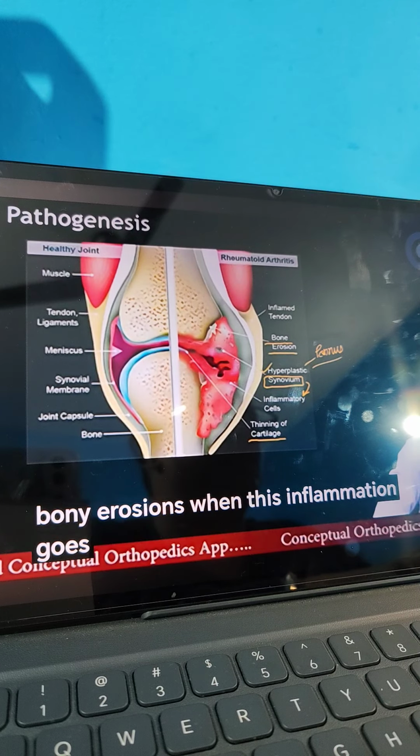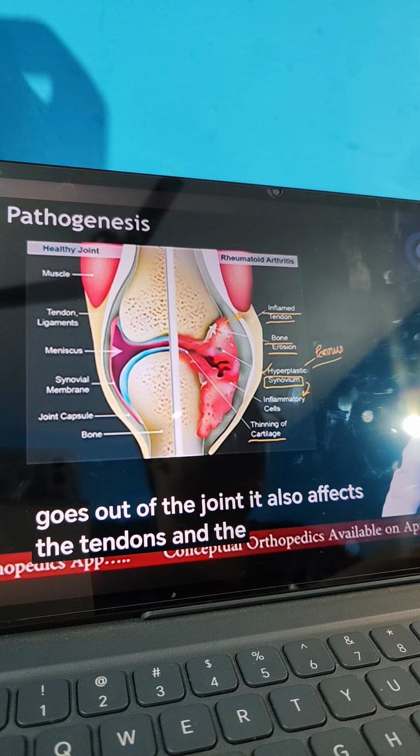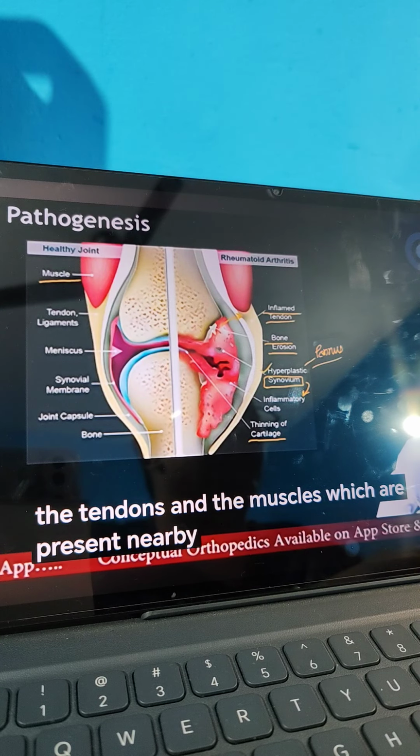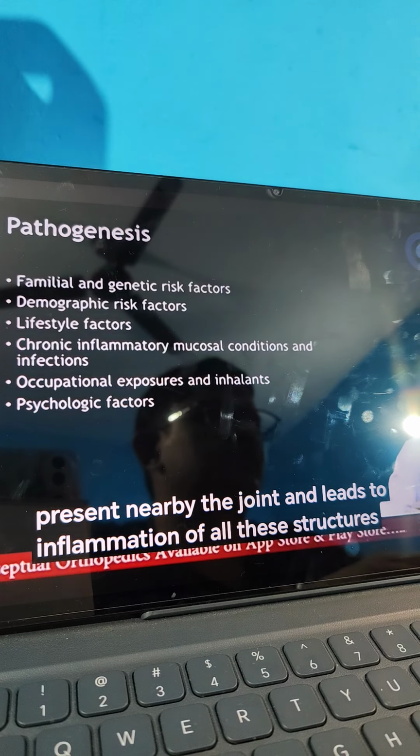When this inflammation goes out of the joint, it also affects the tendons and the muscles which are present near the joint and leads to inflammation of all these structures.